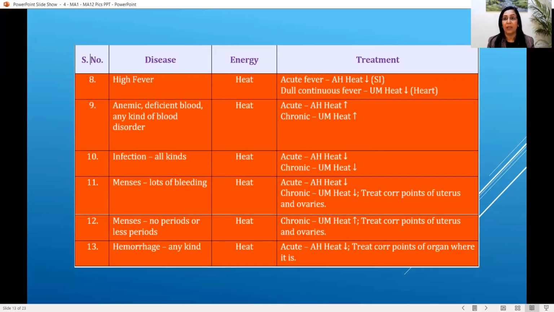And also because it is a very serious issue, although not chronic, it would be advisable to treat the corresponding point of the organ where the hemorrhage is happening. So in case it is a brain hemorrhage, just put a couple of seeds on the brain point. If there is some other hemorrhage in some other part of the body, just put a couple of seeds on the corresponding point of that organ.